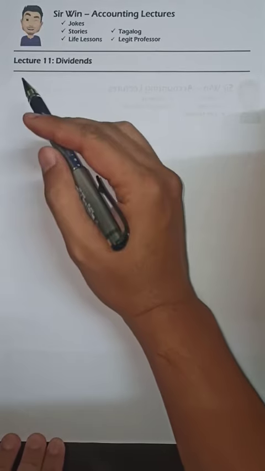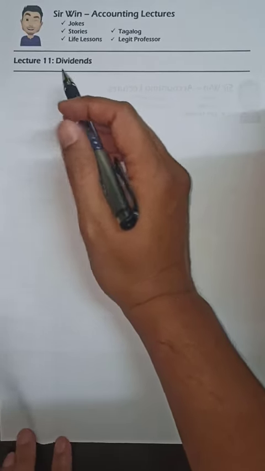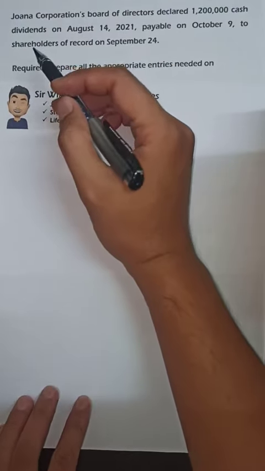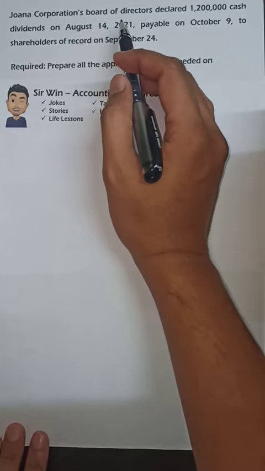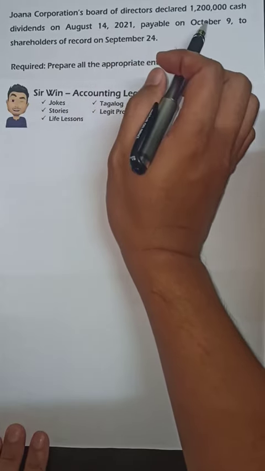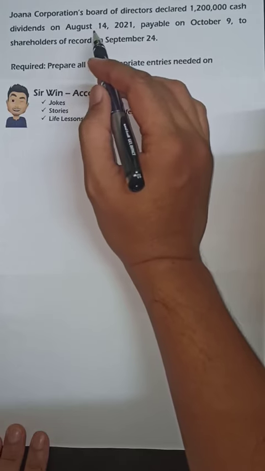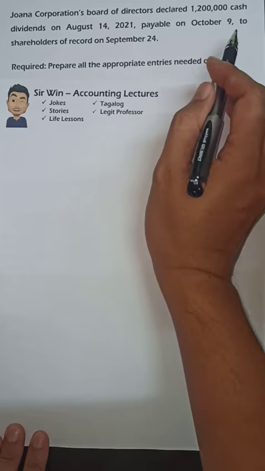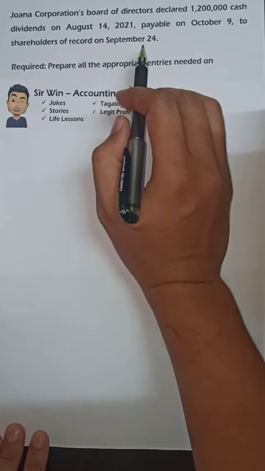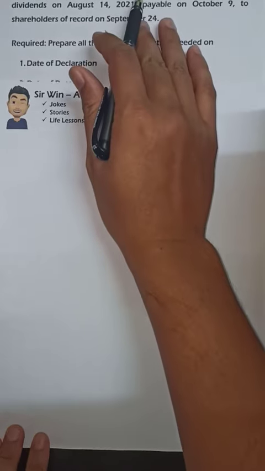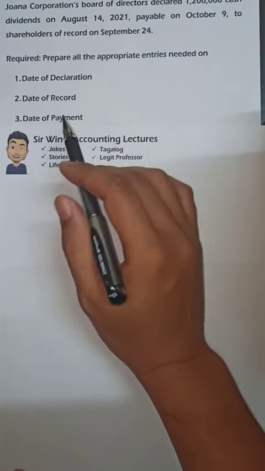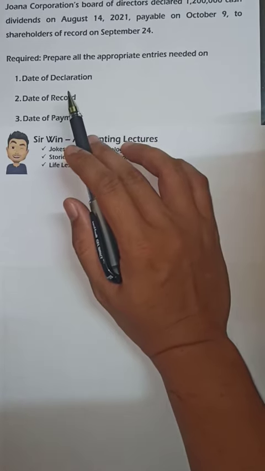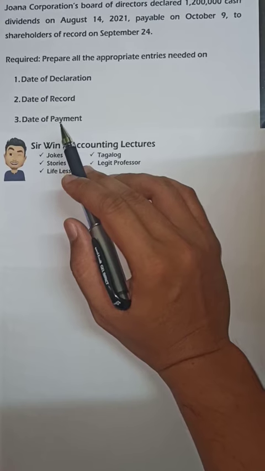So again, the topic, Lecture 11, Dividends. Juana Corporation's Board of Directors declared 1,200,000 cash dividends on August 14, 2021, payable on October 9 to shareholders of record on September 24. Okay? Here is the requirement. Okay? Prepare all the appropriate entries needed on date of declaration, date of record, and date of payment.